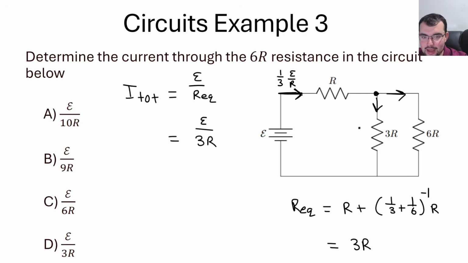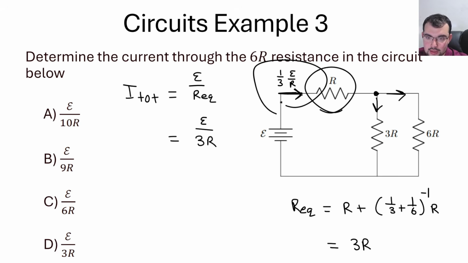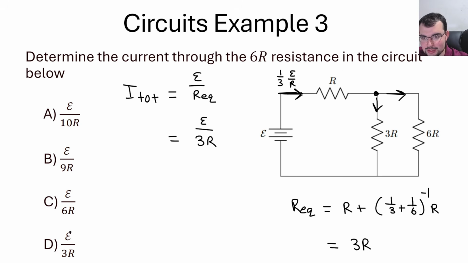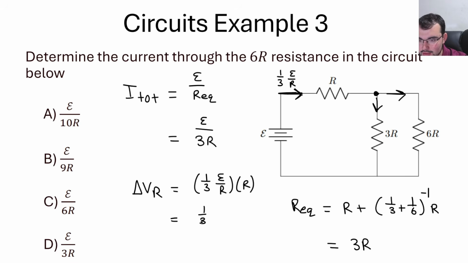Now, to figure out exactly how it splits, we just use Kirchhoff's rules. We do know two circuit things about the R resistor. We know its resistance and we know its current. So delta V through the R is just I, which is the battery current, times R. So we get 1/3 of the battery voltage. That means we drop 1/3 of the battery voltage across this resistor. By the loop rule, which says that your voltage drops have to add up around a closed loop, the voltage drop across the 6R or the 3R must be 2/3 of the battery voltage.